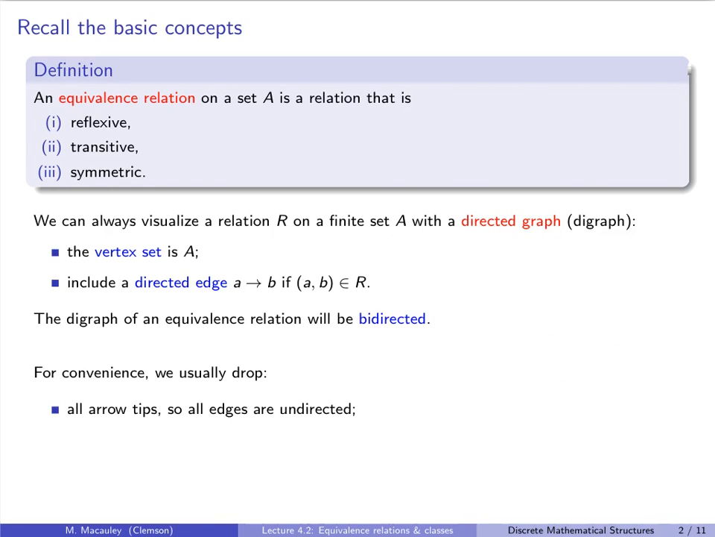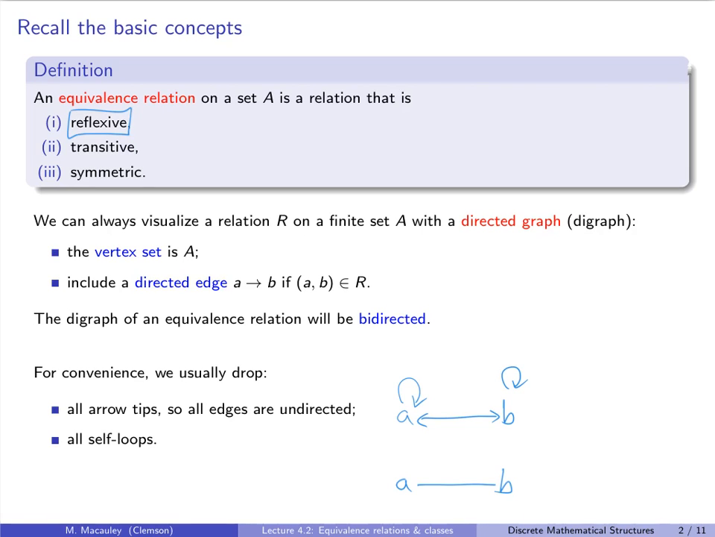So for convenience, we'll usually drop all arrow tips, so all edges are undirected, and also all self-loops. Remember that a self-loop is just a directed edge from a vertex to itself, and since equivalence relations are reflexive, every vertex will have one, so there's really no reason to include it. We can just remember that everything is related to itself. So in summary, every edge between two vertices appears as a bidirected edge, and every vertex has a loop, and there's really no reason to carry this extra information. So we usually just draw the graph with undirected edges, so this becomes that.